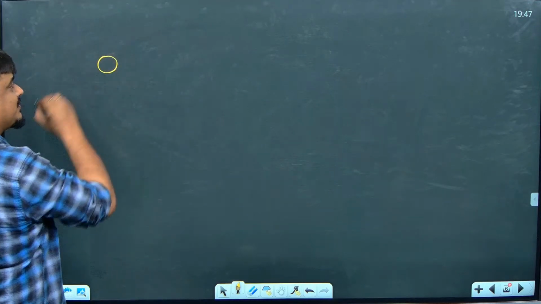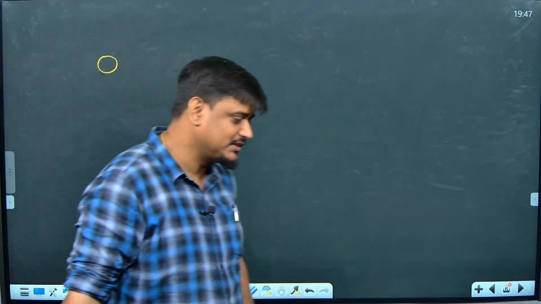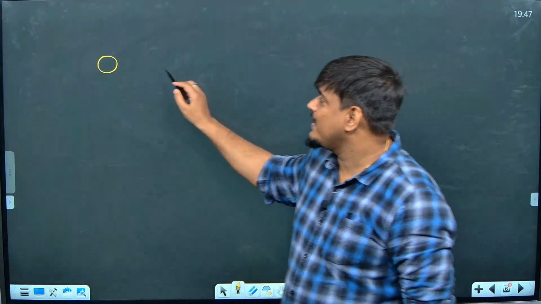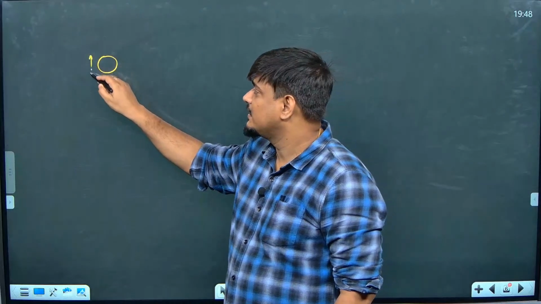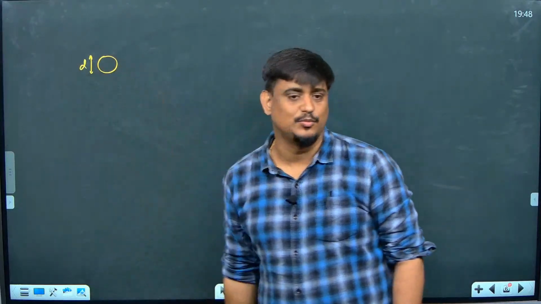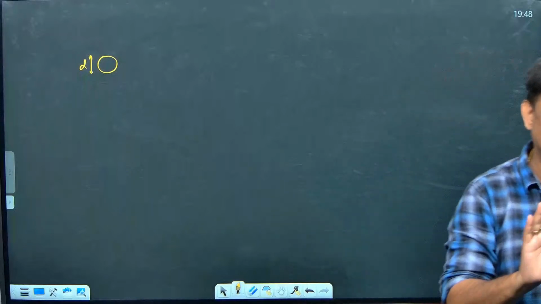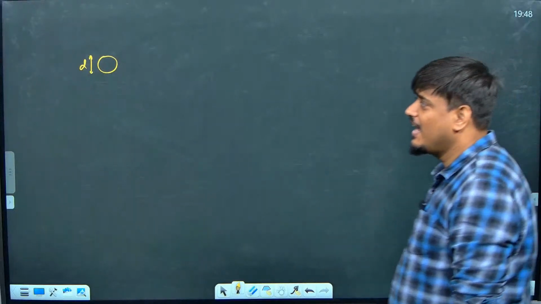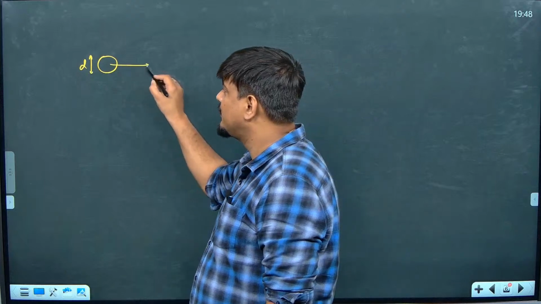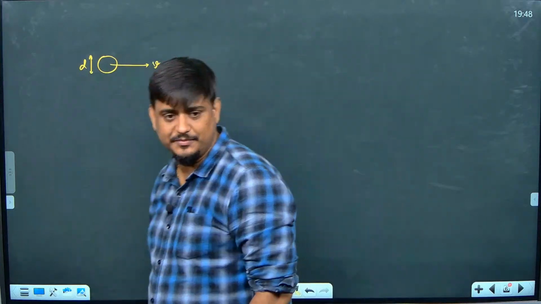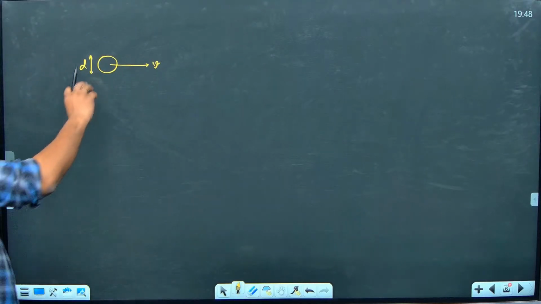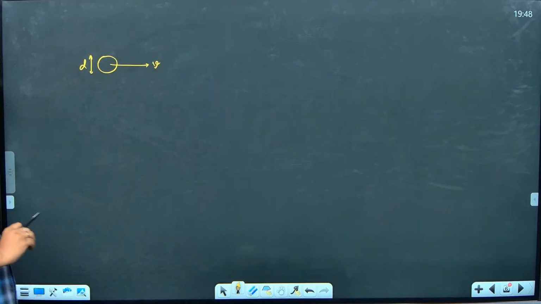For that, I am considering one atom of gas or molecule of gas, whatever I want to call it, and assuming its diameter is small d, and it is moving with velocity v. Now tell me, if it is going with a velocity v, which molecules does it have a chance of hitting?